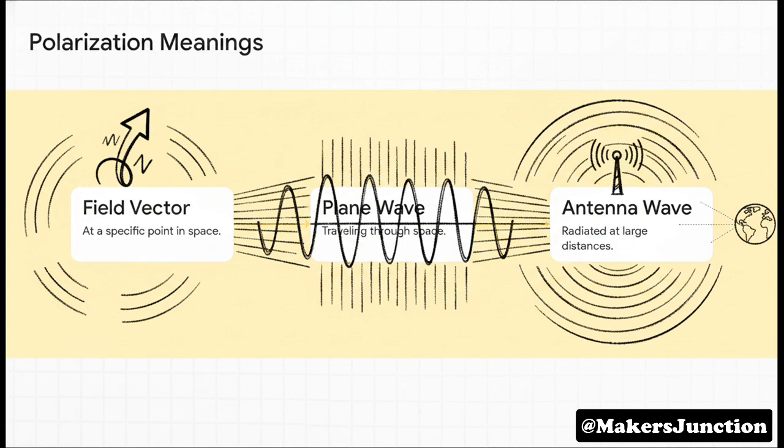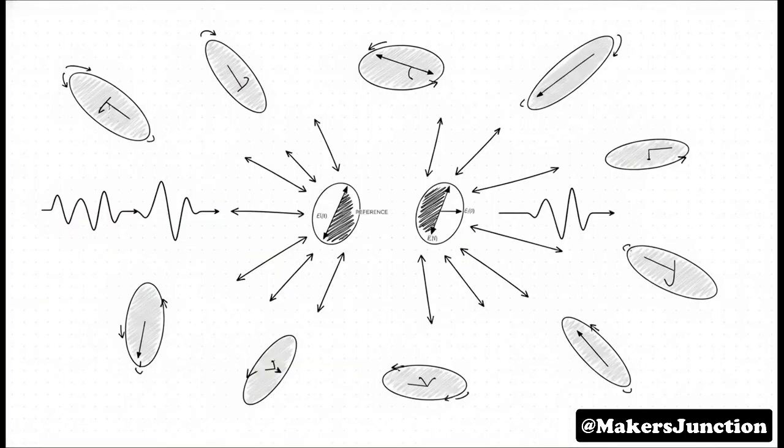Second, we scale that up to describe a single frequency plane wave traveling through space. And finally, third, it applies to the antenna itself, specifically the polarization of the plane wave it radiates way out at large distances. Just picture the visual geometry of this for a second.